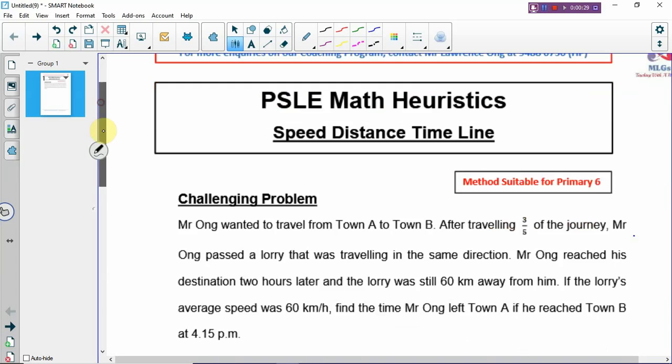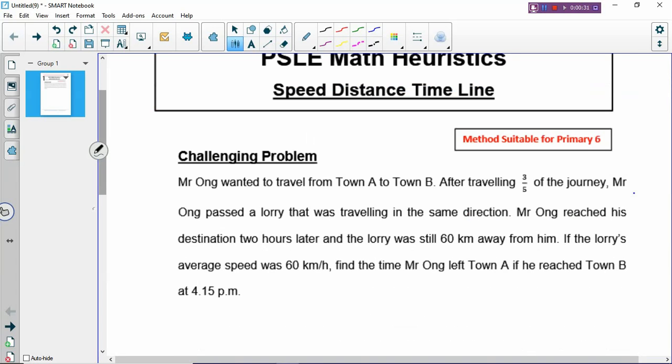So let's look at the problem, and then we're going to visually draw out this problem. Now, Mr. Ong wanted to travel from town A to town B. So there's a start point to the end point. After traveling 3/5 of the journey, which is the distance. So when you have a speed problem, there are three things that you'll be looking at: the distance, the speed, and the time taken. So in your speed problem, you will always have these three things inside.